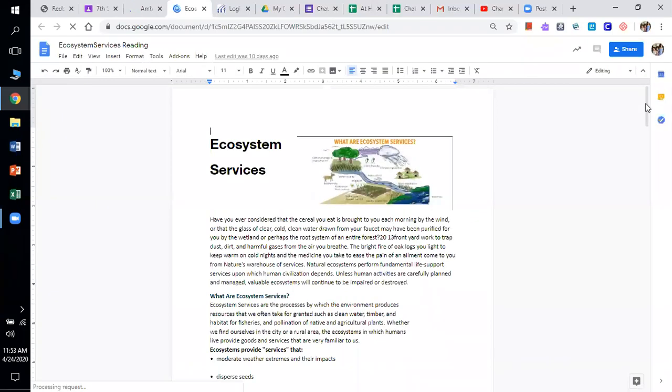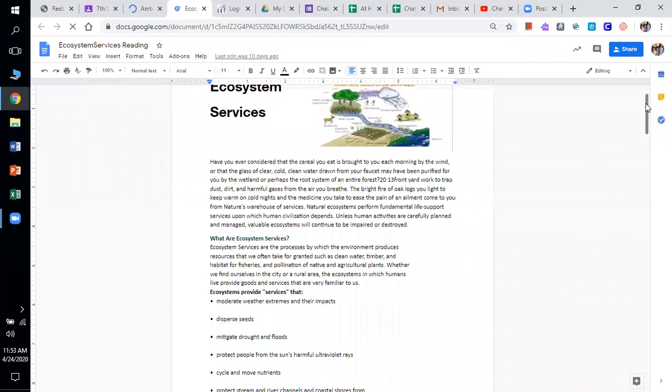Okay, so ecosystem services. What are ecosystem services? So have you ever considered that the cereal you eat is brought to you each morning by the wind, or that the glass of clear, cold, clean water drawn from your faucet may have been purified for you by the wetland or perhaps the root system in the entire forest? To trap dust, dirt, and harmful gases from the air you breathe, the bright fire of oak logs you light to keep warm on cold nights, and the medicine you take to ease the pain of an ailment come to you from nature's warehouse of services.